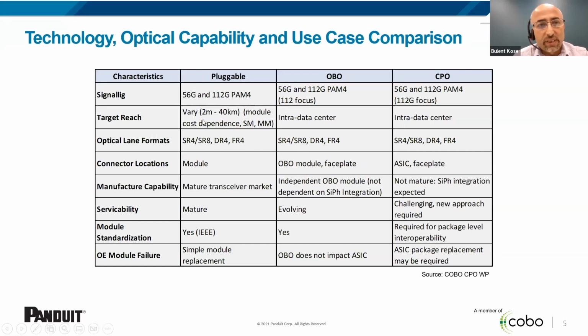So for target reach, the pluggables obviously are very flexible. You could have different versions of these: DR, FR, multi-mode version, single mode version. So to address different reaches, short reach, hyperscale data center, inter data center. For OBO and CPO, we're looking at intra data center applications only.